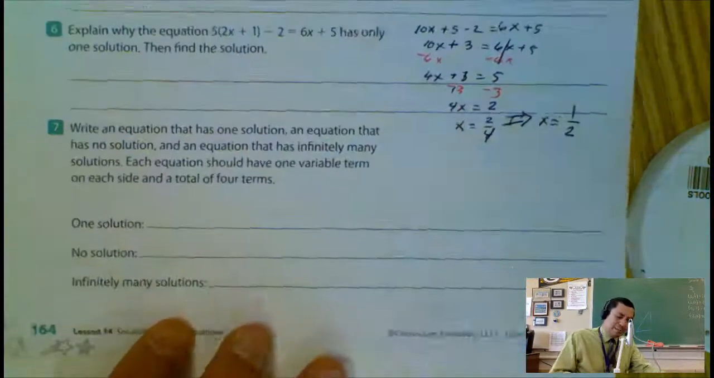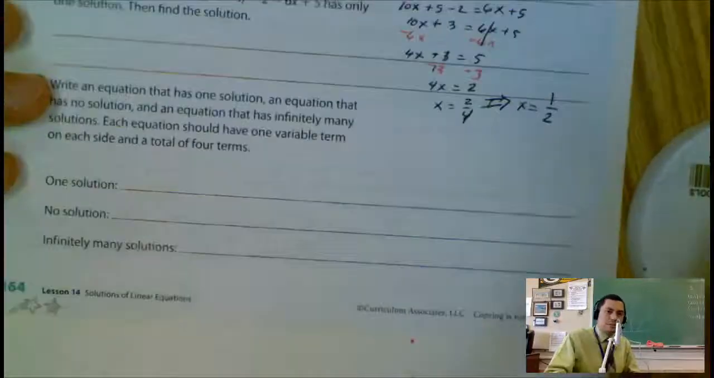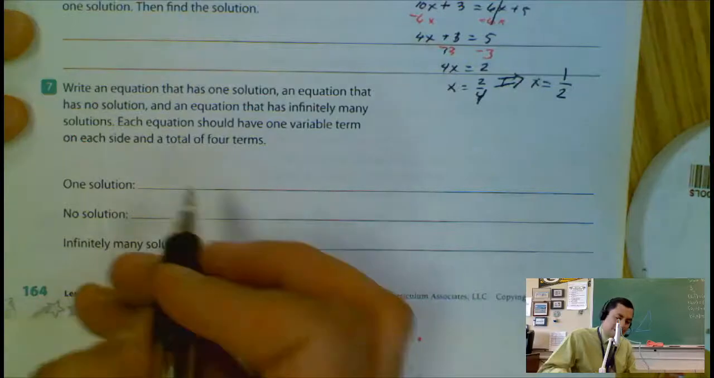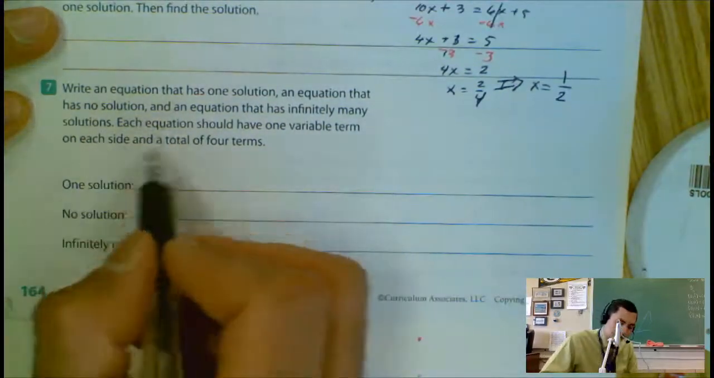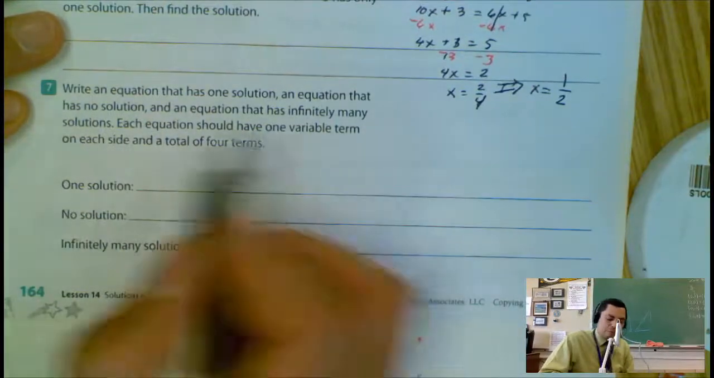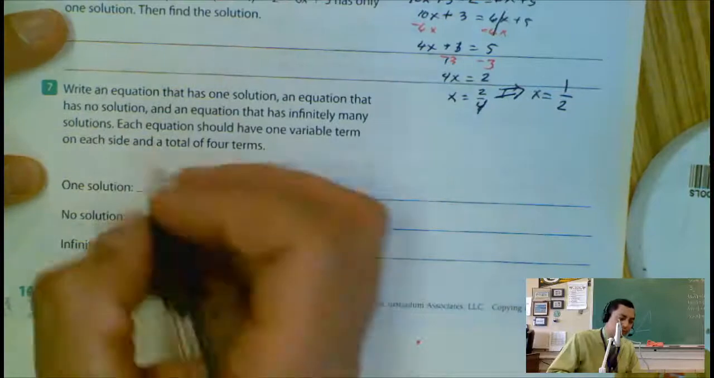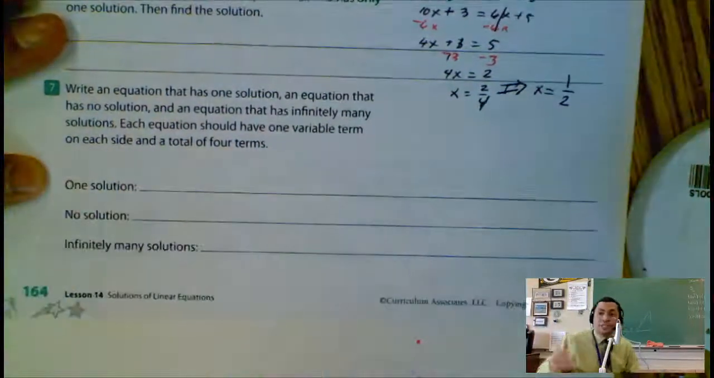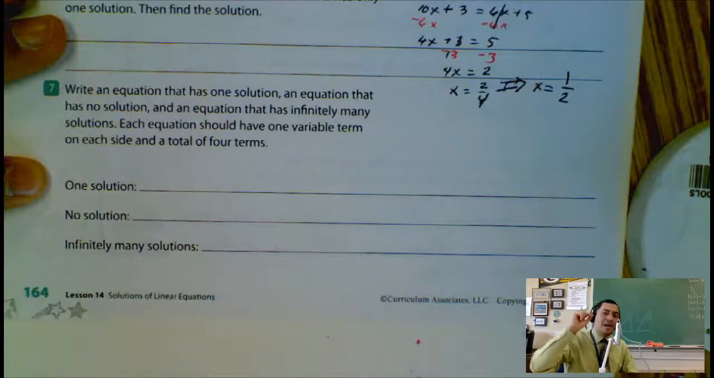Number 7, the last one. It says write an equation that has one solution, then write an equation that has no solution, and write an equation that has infinitely many solutions. Each equation should have one variable term on each side and a constant term. So in this case, one solution, for example. Remember, I'm just going to write numbers with the conditions that we know. If you want one solution, the coefficients in each term have to be different.